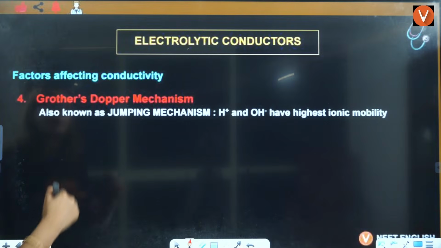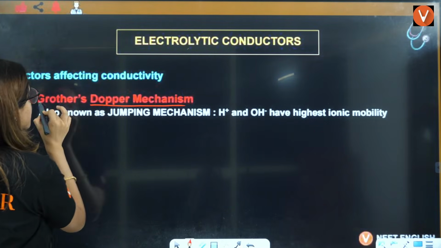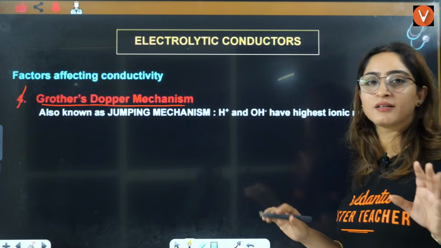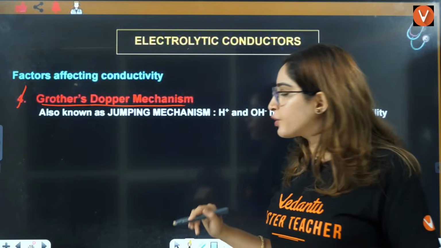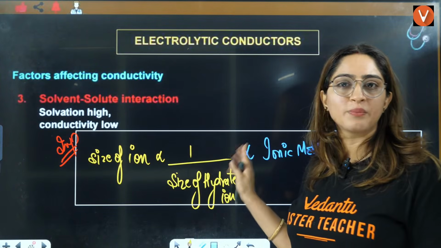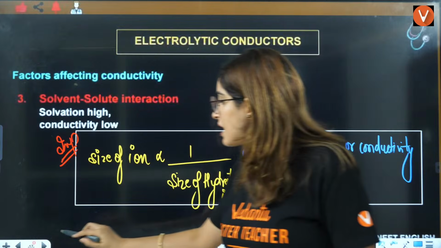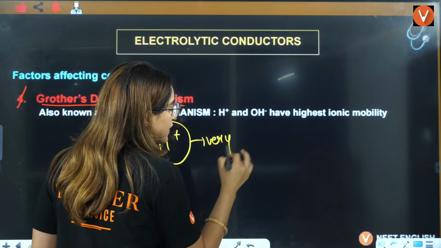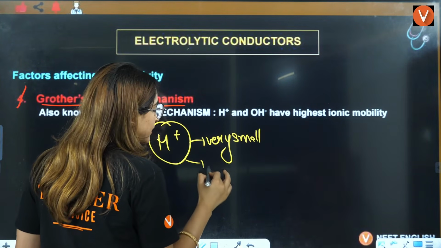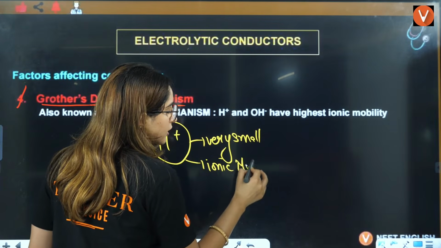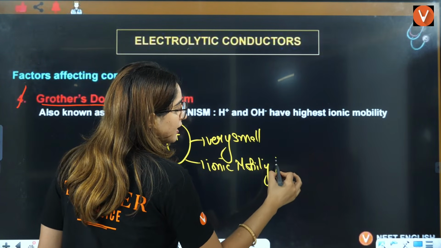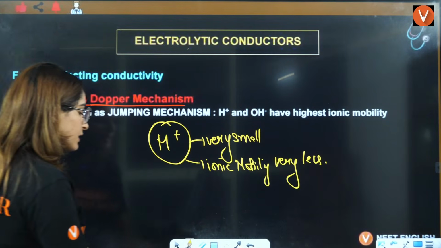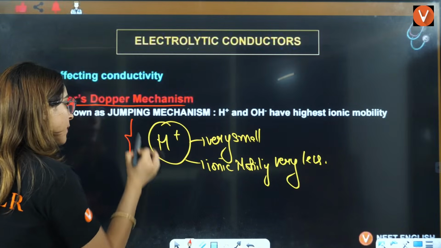Now, let's talk about the Grotthuss mechanism. So what is the Grotthuss mechanism? It is the opposite of the thing that we just discussed. See, I told you the smaller the size of the ion, the lower the ionic mobility. They are directly proportional. That means H+ ion is very small, so ionic mobility should be very low, because they are directly proportional, right? But this does not happen.